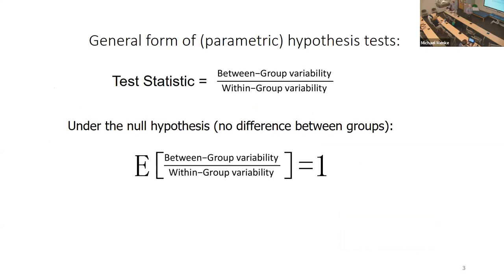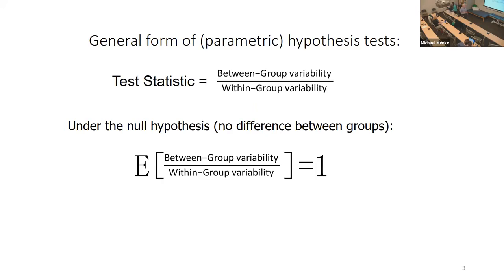So the general form of a parametric test, and we'll talk about parametric versus non-parametric pretty soon, looks like this. We're looking at a signal to noise ratio: between group variability, in this case mean differences, relative to background noise, or what we more commonly call error in the data, just scatter in the data due to differences in the subjects we have in the sample.